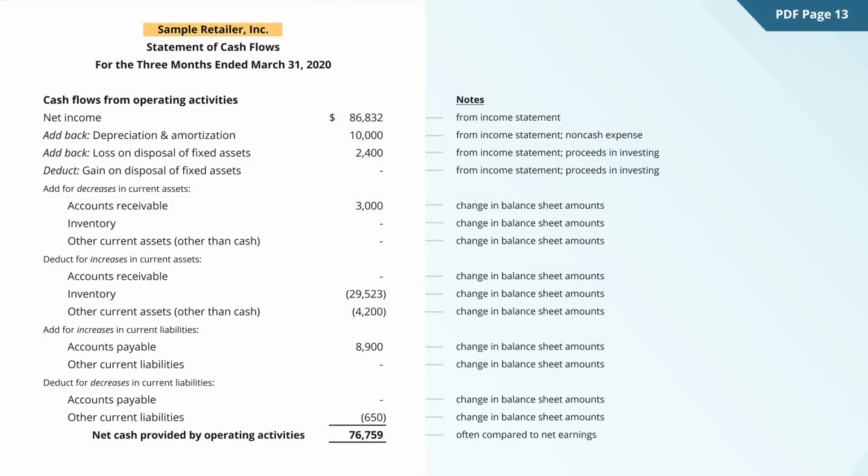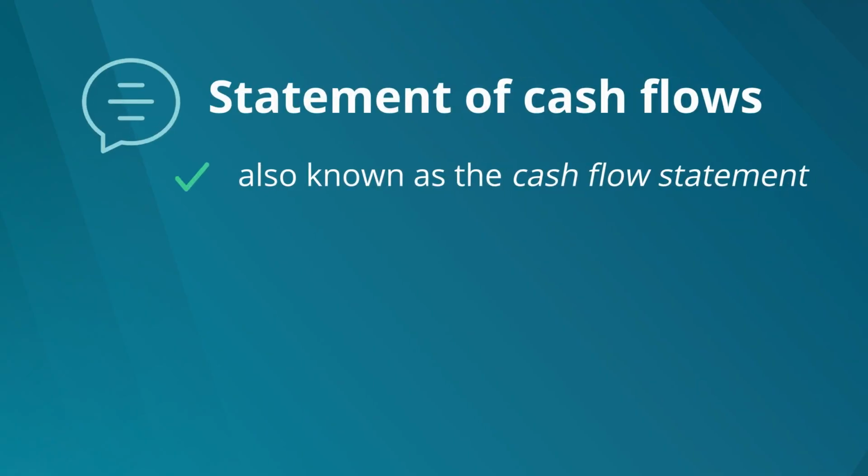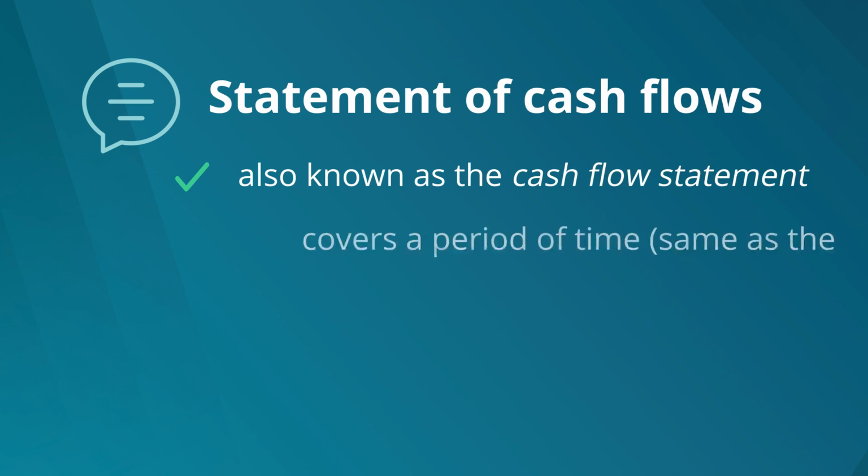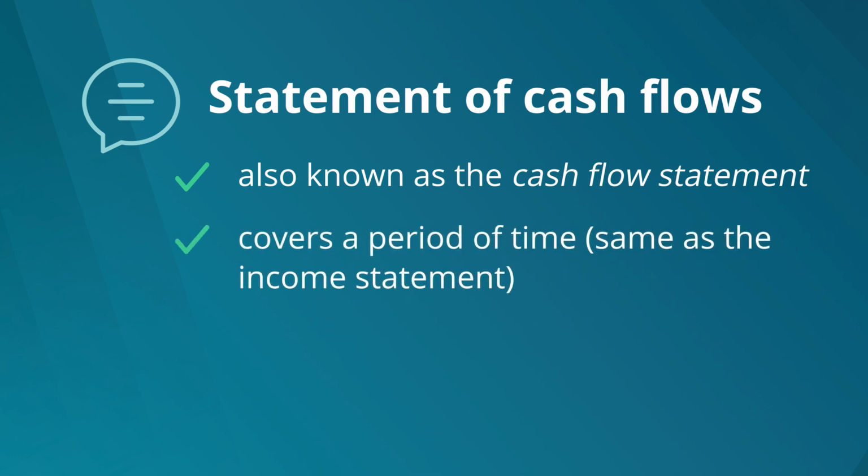Notice the heading, the name of the company is shown first, then the name of the statement, which is the statement of cash flows. Some people refer to this as the cash flow statement, so you'll hear it both ways. The official heading is statement of cash flows. And then we show the period that's being covered by this statement. So again, only the balance sheet showed a point in time. This is the second one now that shows a period of time.